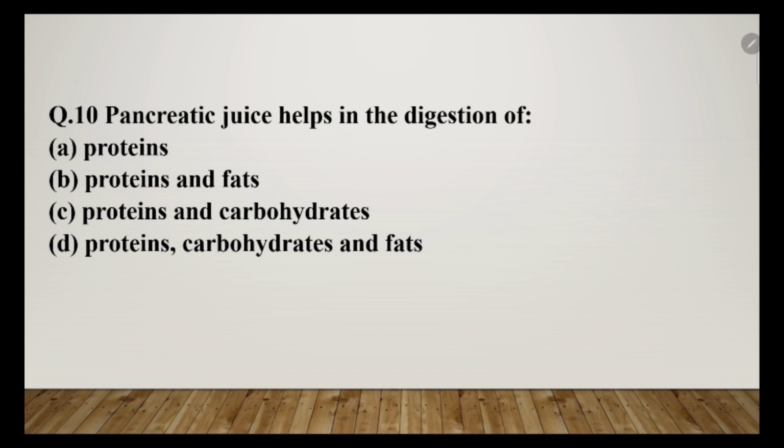Next question number 10 is, pancreatic juice helps in the digestion of option A, proteins, option B, proteins and fats, option C, proteins and carbohydrates. But here all the 3 components of food are digested in the small intestine. So, option D is the correct answer, proteins, carbohydrates and fats.